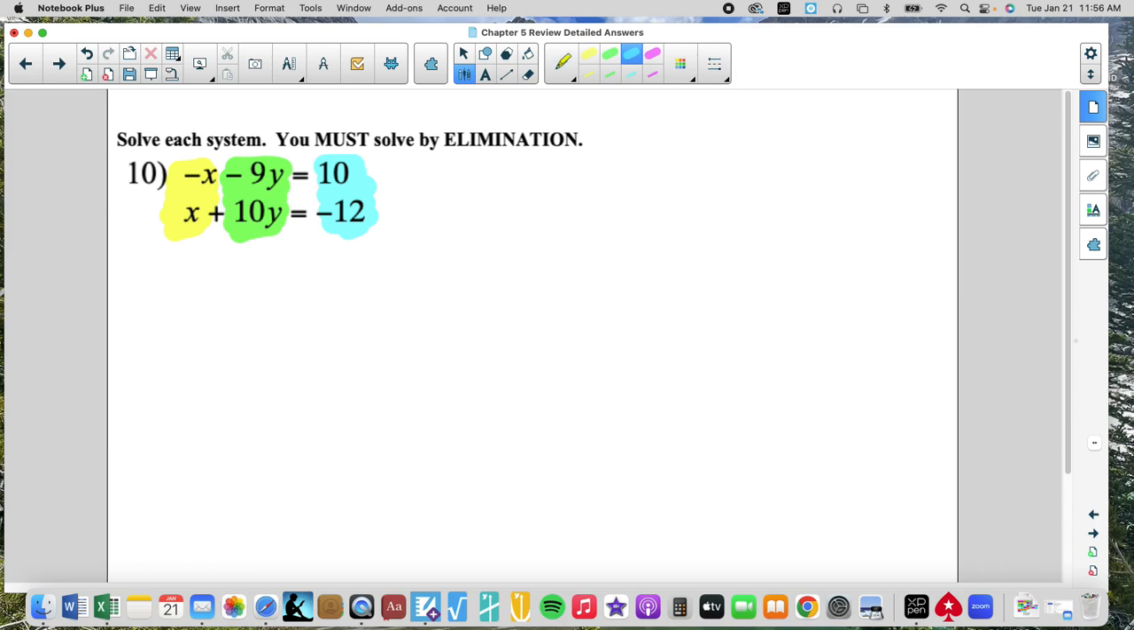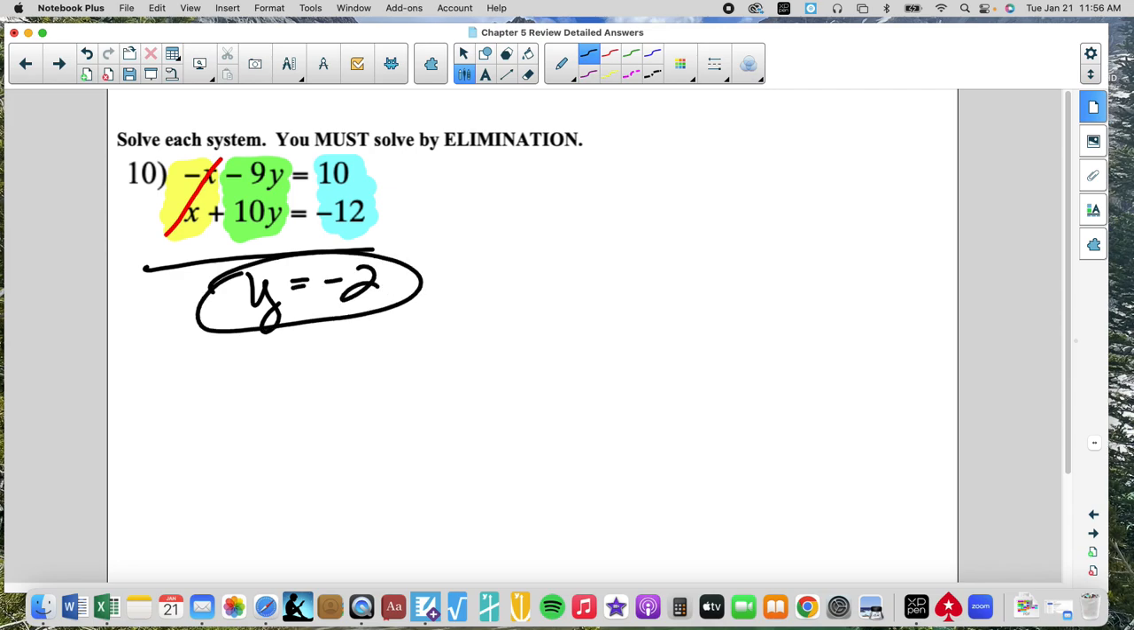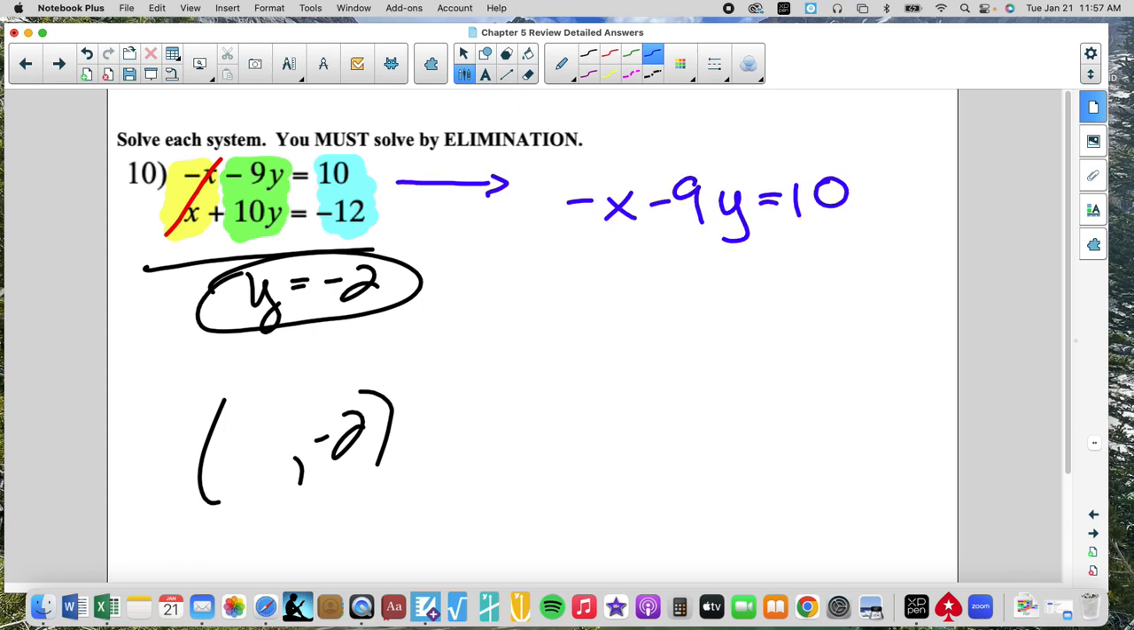So if we add these together, we notice that the x's eliminate, and that's why we knew that elimination or addition was conducive. Then we have negative 9y plus 10y, which leaves us with y. 10 minus 12 is negative 2. So that was really nice. So we already have our location for our y portion of the solution. And now I can pick either equation. Doesn't matter, top one or bottom one. I'm just going to pick the top just because it's the top. And we will plug in negative 2 for the y value to find out what our x value is.